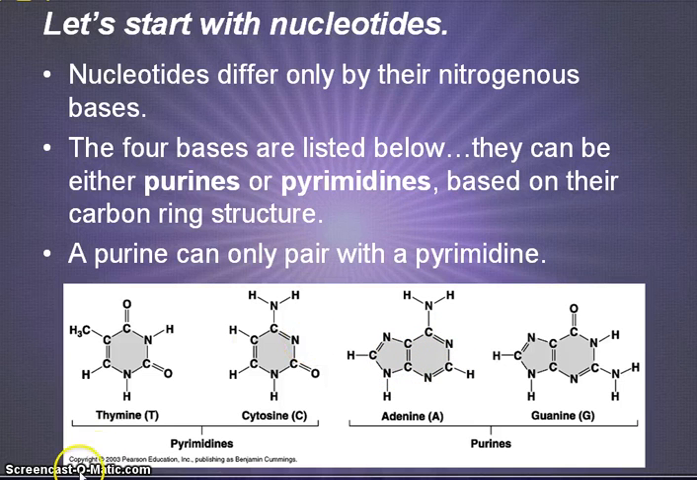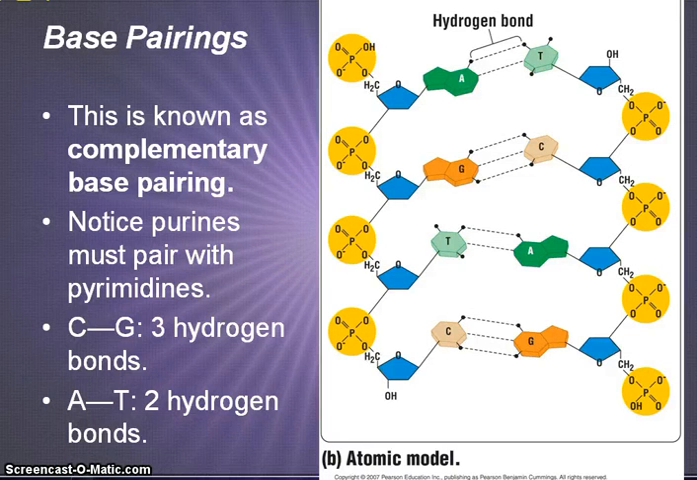Purines only pair with pyrimidines. Here's the base pairings again. They call this complementary, and I think you remember we used the term complementary before when we talked about photosynthesis and cellular respiration. What it means is that they are counterparts to each other. So you can see again, purine pairing with a pyrimidine. It's governed by these hydrogen bonds, so A will always be with T, and C with G. There's 3 bonds between C and G, 2 bonds between A and T. That's important. You should remember it.